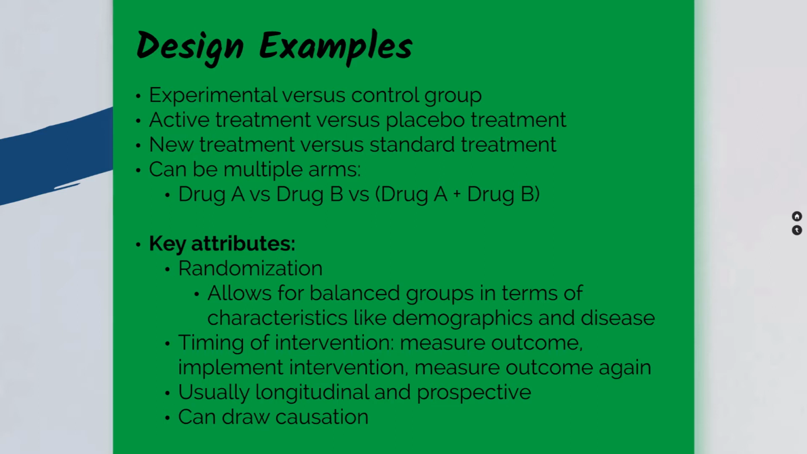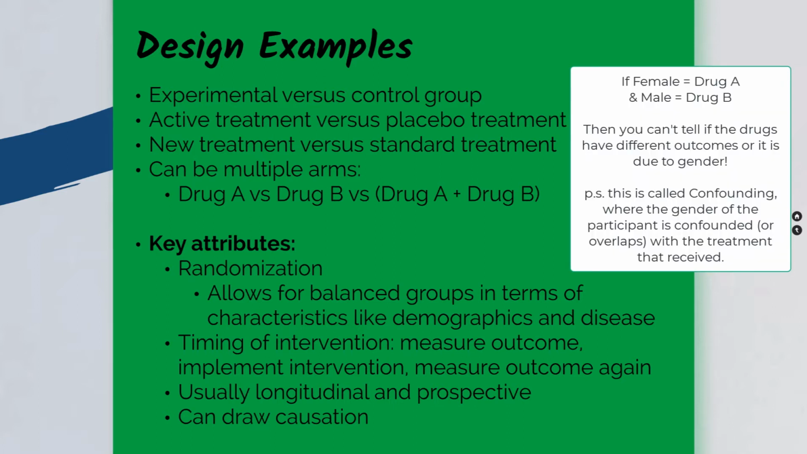This allows for balanced groups in terms of characteristics like demographic and disease. You wouldn't want only women taking drug A and only men taking drug B, because then you would never be able to tell if your difference in outcome is from the drug or from the gender of the participant.